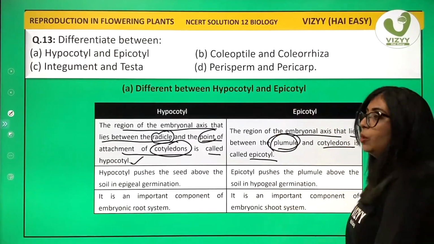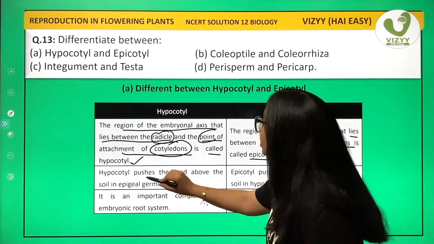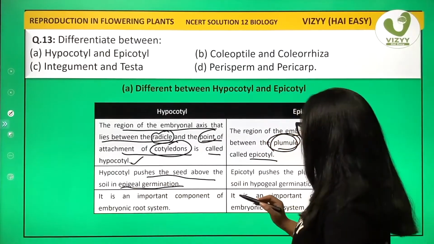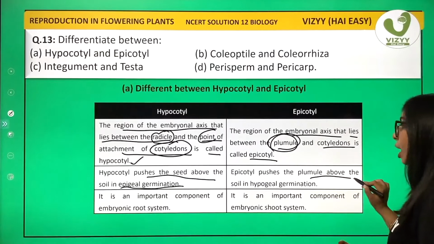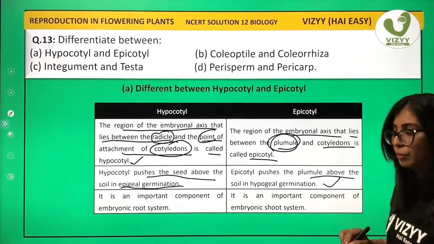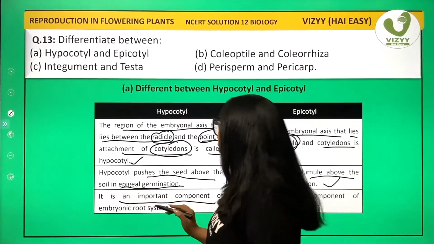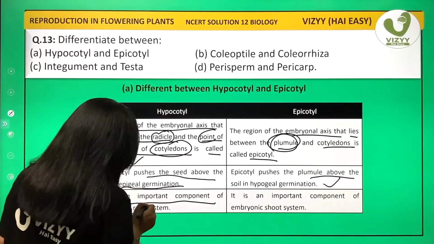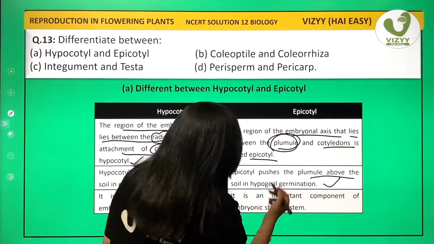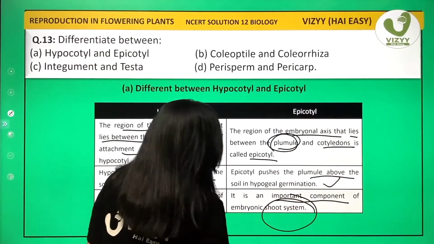Hypo means below, epi means up. Remember like that. Hypocotyl pushes the seed above the soil in epigeal germination. Epicotyl pushes the plumule above the soil in hypogeal germination. And lastly, hypocotyl is an important component of the embryonic root system, whereas epicotyl is an important component of the shoot system.